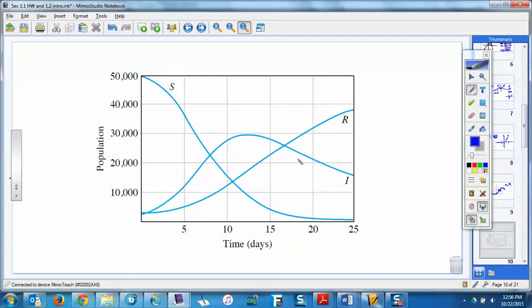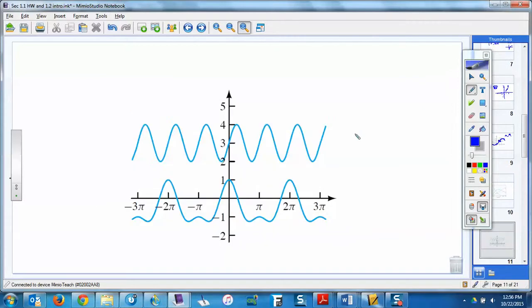If I ask you questions on day 15, how many are infected, or on what day did the susceptible get below 10,000, or whatever, just be able to read and understand and explain what's going on with graphs and functions. That's going to be a big part of what we do. Now we can move ahead to page 16. Actually, I'm going to skip this and come back to it.